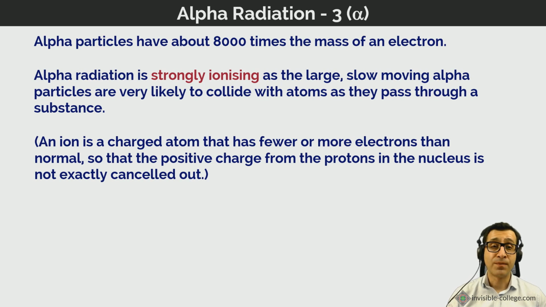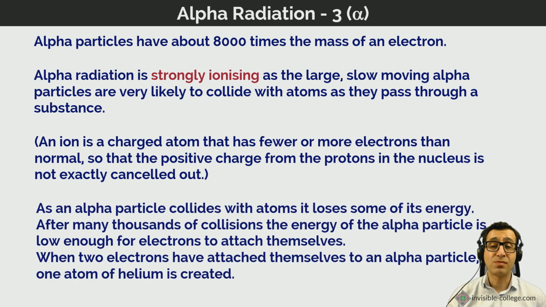So as we saw before when we looked at ionization, as an alpha particle collides with an atom, it loses some of its energy. After many thousands of collisions, the energy of the alpha particle is low enough for electrons to attach themselves. When two electrons have attached themselves to an alpha particle, we've created one helium atom.